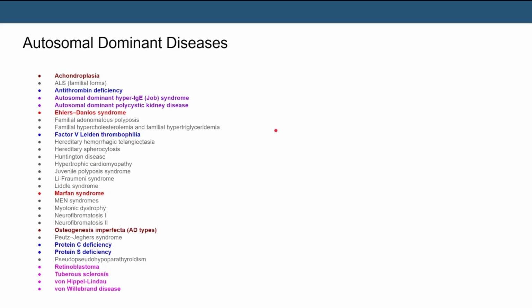Another group is going to be the autosomal dominant hyper IgE syndrome. It's also called Job syndrome. How you can remember this is that when you get a job, you will be dominant. So Job syndrome. And the other one is the autosomal dominant polycystic kidney disease, where you get multiple cysts in the kidney and the liver. You get berry aneurysms, you get diverticulosis, and you get hernias in the autosomal dominant polycystic kidney disease.